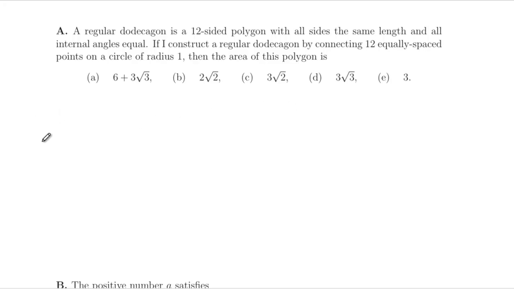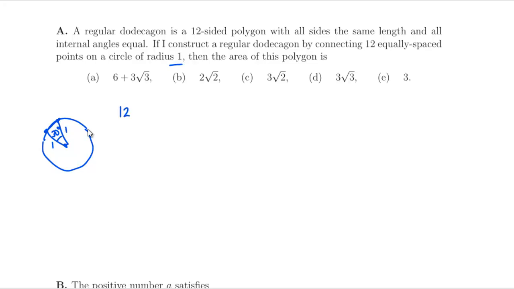Okay, so they've set up a circle, 12 points on the circle, each one coming back to the center and then turning those into sides. So we've got 12 triangles like this. Each one of these angles must be 30 degrees because 12 30s are 360. And they're all radius 1, so they're all side 1.